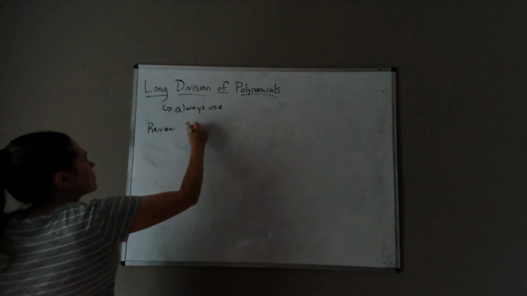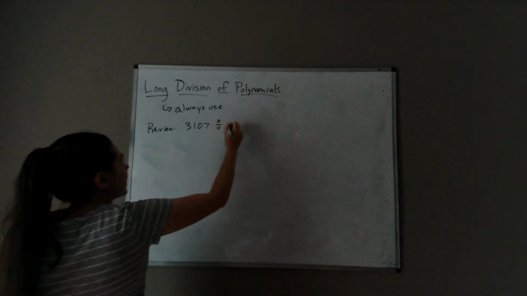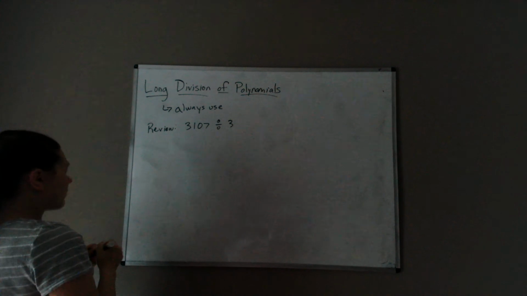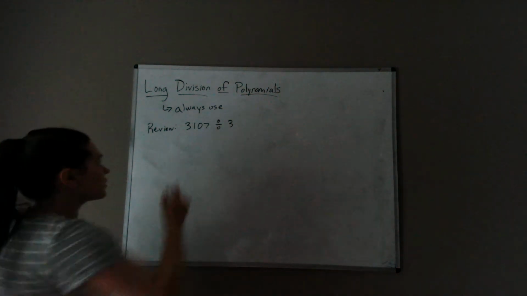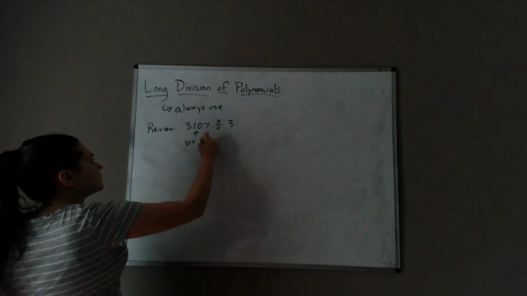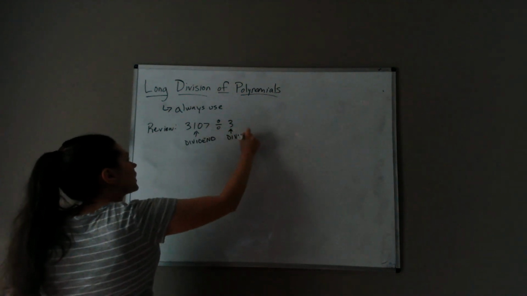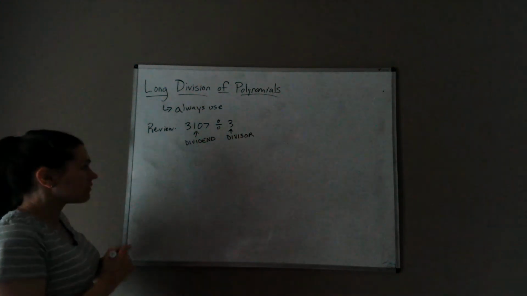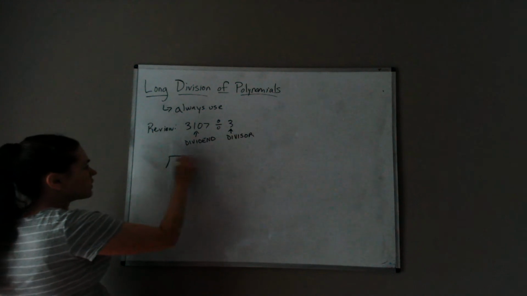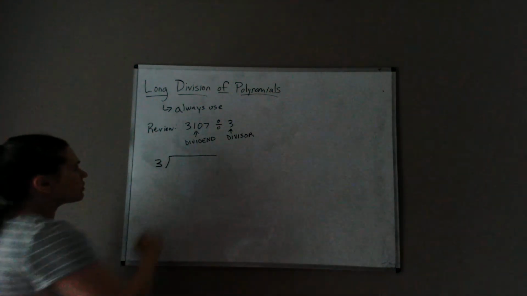So let's do 3,107 divided by 3. And we're going to do long division. So first, remember, this is the dividend. This is the divisor. And what we're looking to see is how many times does the divisor go into the dividend. So when you do long division, the divisor goes outside the long division bar.